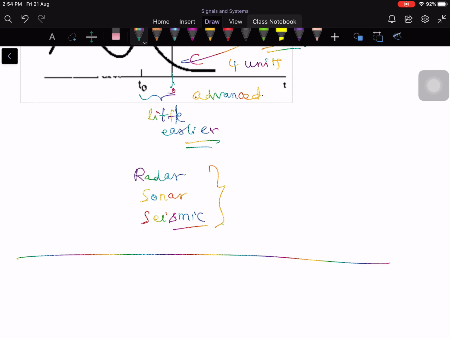So time shift. Under time shift we have advanced operation and delayed operation. If advanced, it means x of, let us say, t plus t naught; delayed means x of t minus t naught.